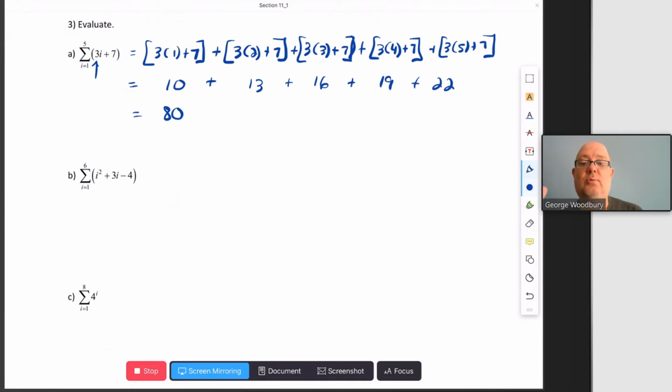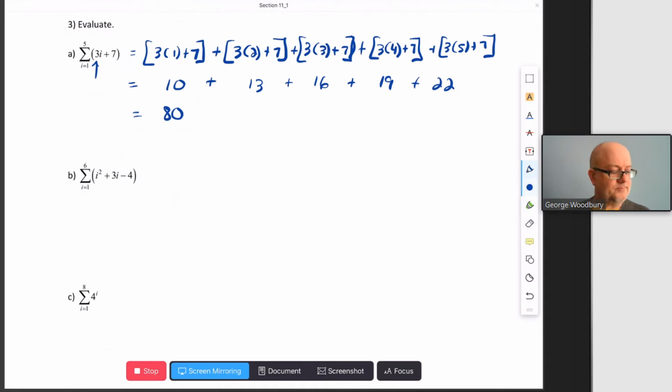What's different about the next one? Well, we go from 1 to 6 instead of 1 to 5, so there's going to be 6 terms. And we've got this quadratic expression for the sequence, i squared plus 3i minus 4. By the way, this is not the imaginary number i. We just use i as the index for these types of sums. Sometimes we'll use j or k. I'm going to be consistent and just use i, but you've got to remember that it's not i that's equal to the square root of -1. It's just the natural numbers from 1 to 6.